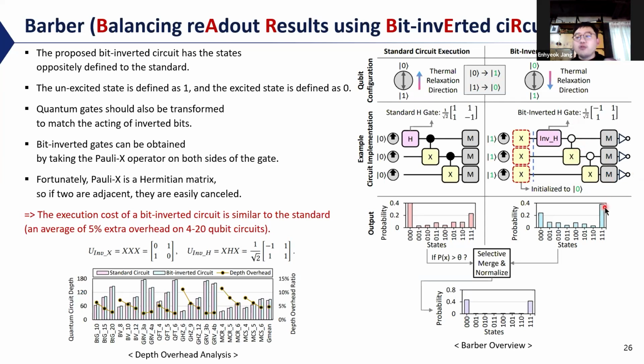And now we truly can get the inverted quantum program results, which experience the relaxation error in opposite directions. And then when we merge the results, we can get the balanced noisy results.